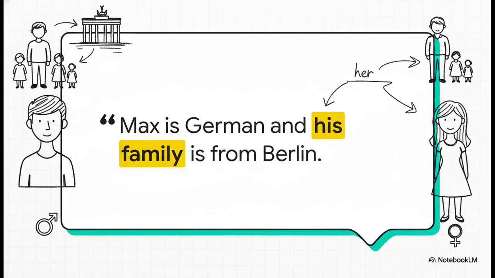Then the conversation shifts a bit, and Dominique brings up a friend. She says, Max is German and his family's from Berlin. See how we handle third parties here? Since Max is a guy, Dominique uses his to describe the family that belongs to him. Now, if she'd been talking about a woman named Maria, she would have swapped that out for her family.